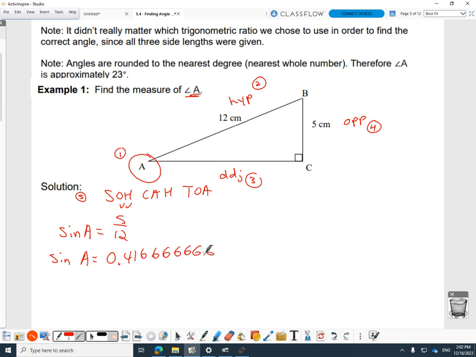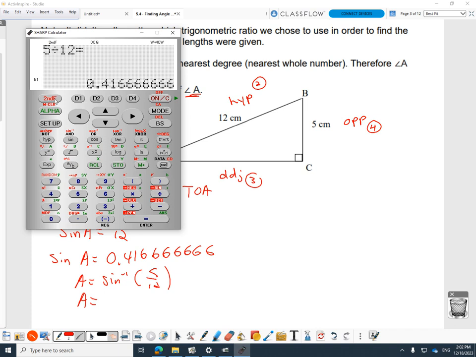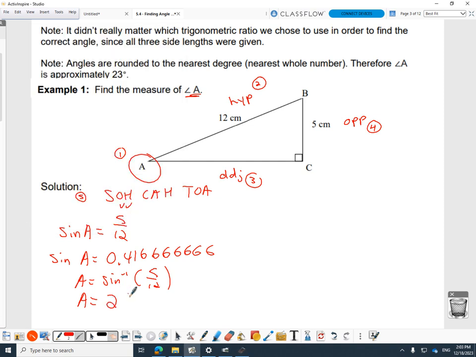Or you don't have to do that. Your calculator can totally handle going sine inverse of 5 divided by 12. And what's the sine inverse of that answer? Do you get 24.6? We're going to go 25 degrees. Nearest degree is lots. Decimal degrees are unnecessary in these questions.